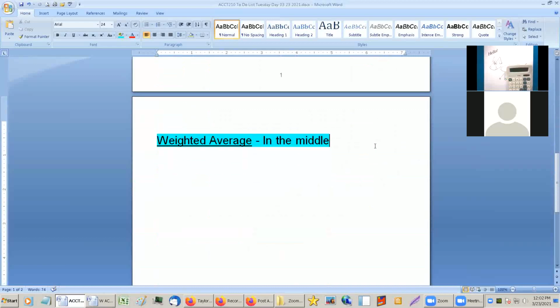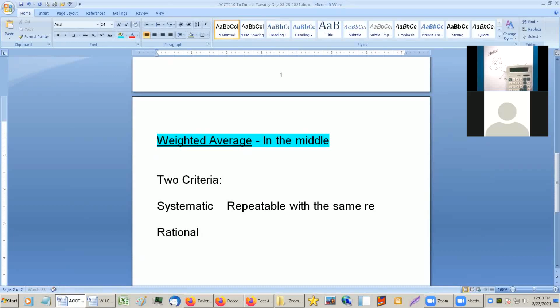One last thing on inventory. There are many, many ways of doing inventory. There really are only two criteria for inventory methods. I know I just showed you those three different ways, but there are dozens of ways of doing inventory. It must be systematic and rational. Systematic means repeatable with the same result. So I can do it, you can do it, anyone can do it, and we'll get the same answer.